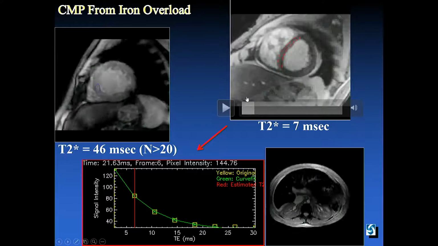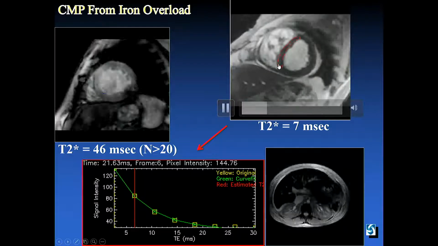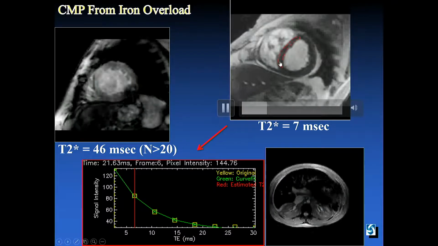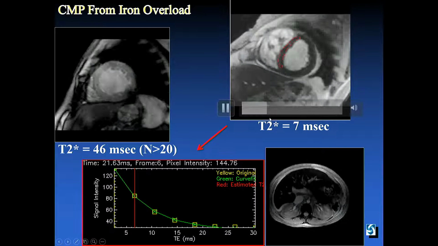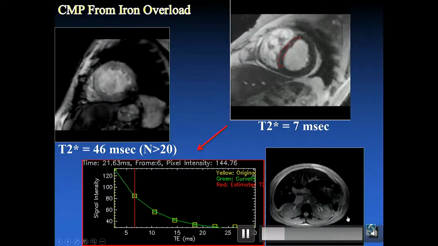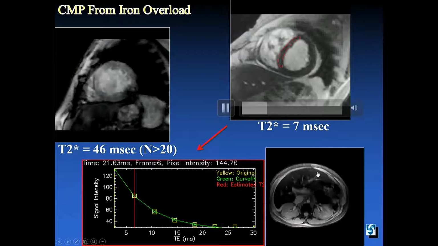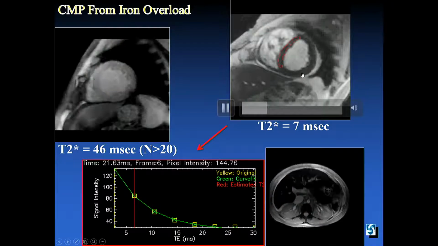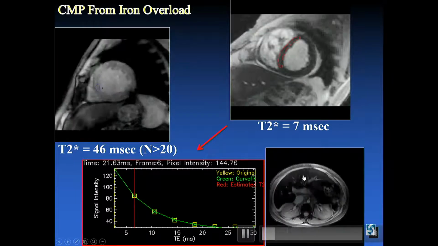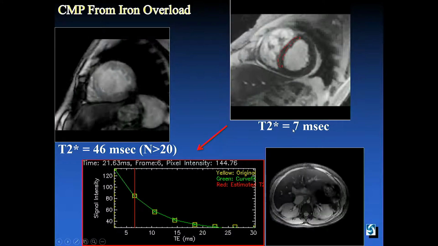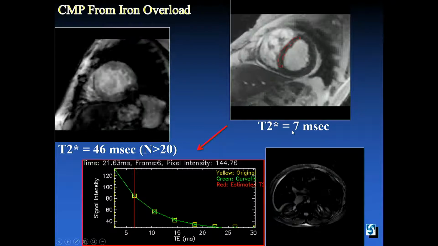In contrast, you have a patient on the right side here where, when the movie is played, the heart basically stays a dark color, and it indicates that there's a high amount of iron toxicity, which is also seen in the liver. These pictures are from the same patient. Both the myocardium and the liver are very dark, indicating that there's iron toxicity. The T2 star here is markedly shortened to 7 milliseconds.